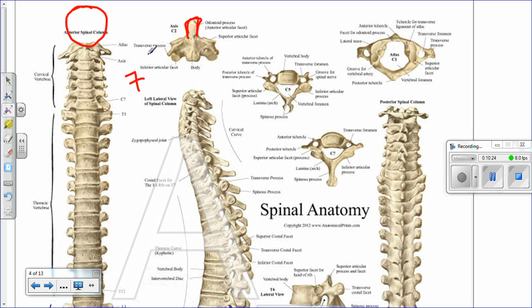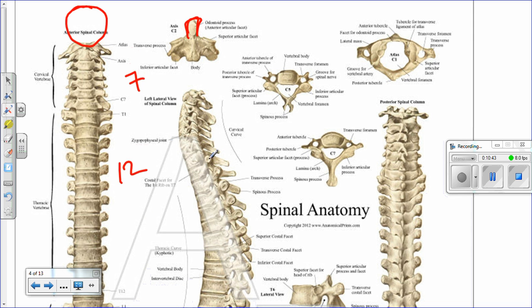It allows it to rotate around the axis, so that will allow for the yes-no motion of your head. Okay, so the atlas and the axis. Then we move down and we have lunch, right, around noon. And noon, there's 12 vertebrae, so those are the thoracic vertebrae.